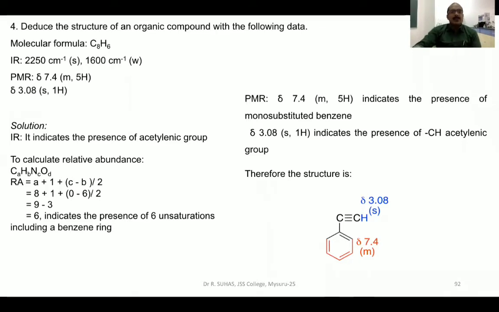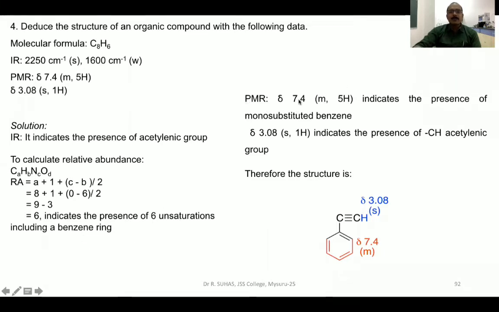And now we shall find out the double bond equivalence, CaHb and COD. For the molecular formula C8H6, substitute 8 here and 6 here. 9 minus 3 is 6. It indicates the presence of 6 unsaturation. 6 unsaturation refers to there should be one benzene ring. For benzene ring, there will be 4: 3 double bonds and 1 ring. So 3 plus 1 is 4. We have to check what 2 unsaturations are remaining.